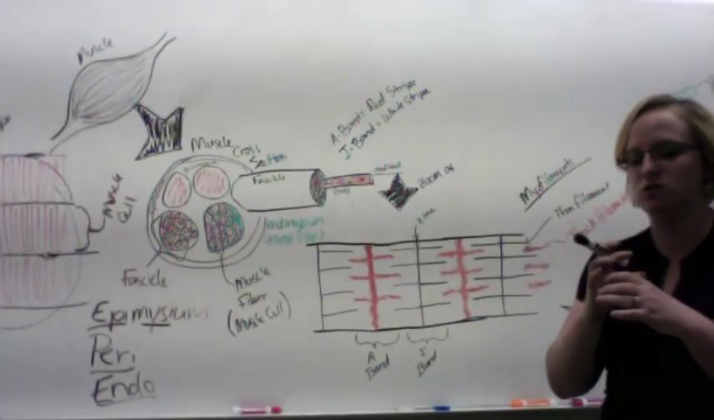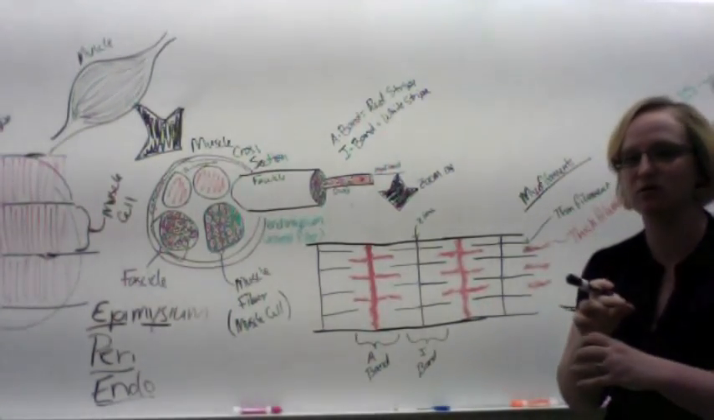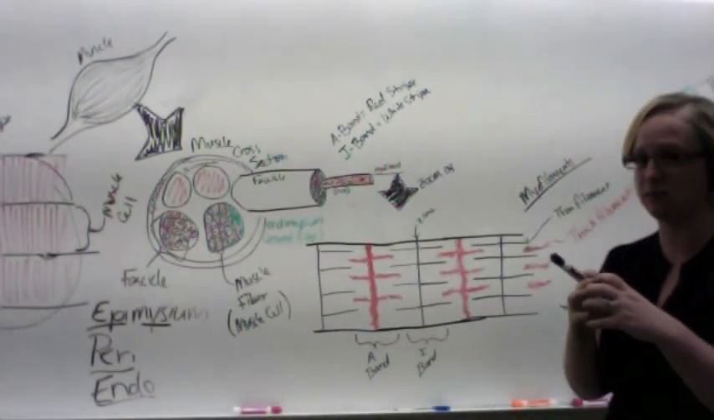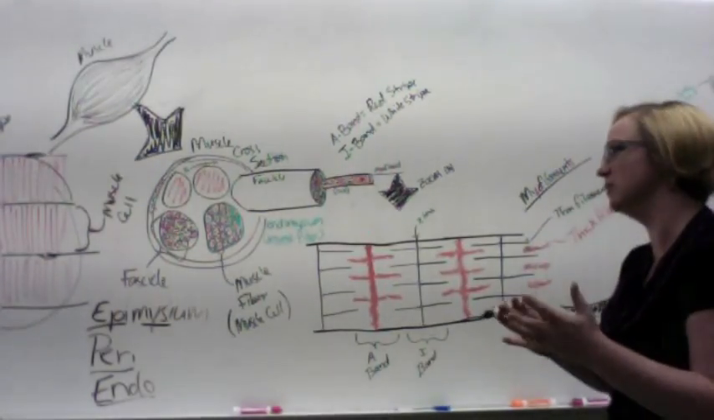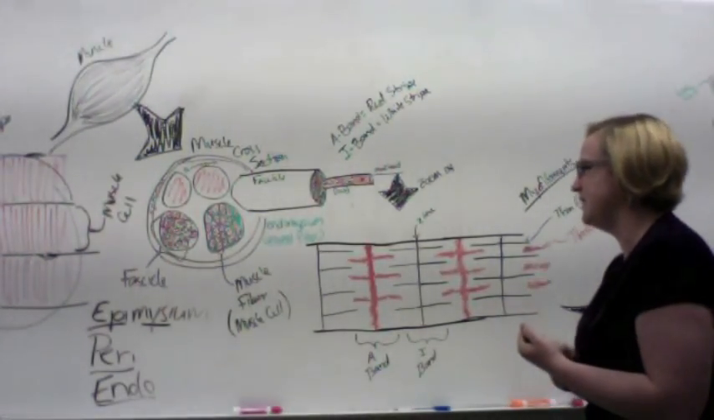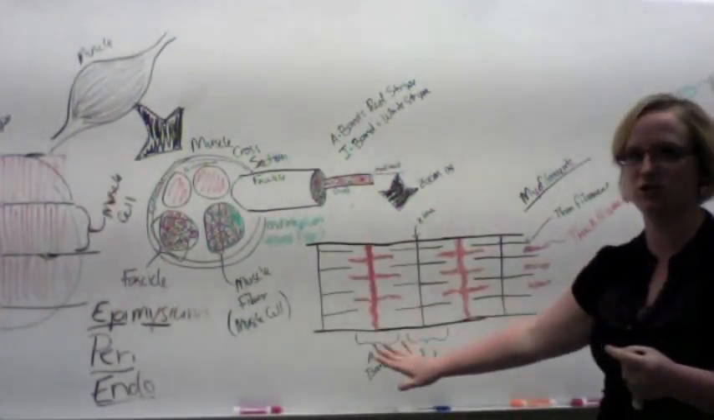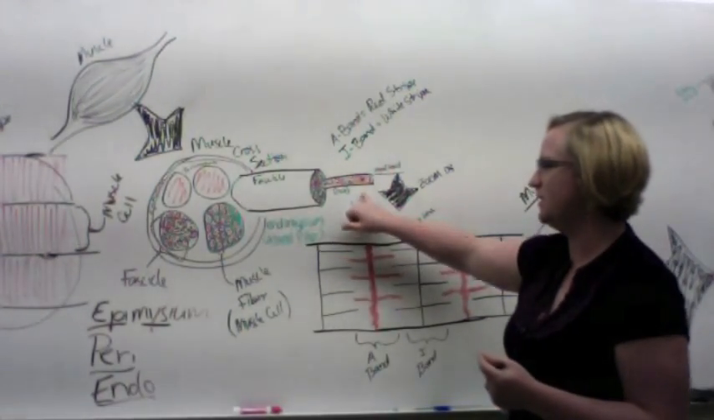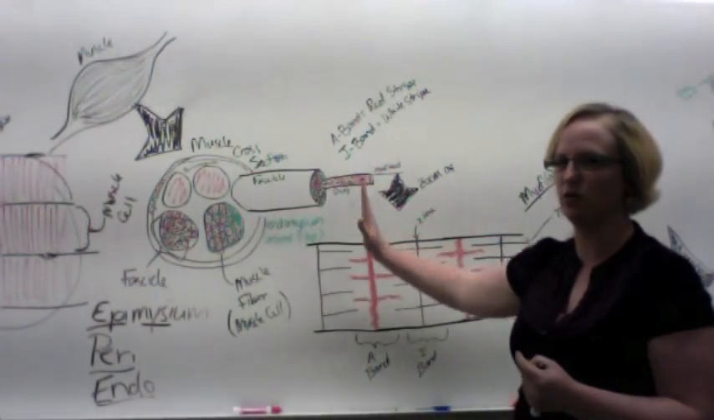And that myofibril is just a tube full of tightly packed proteins that takes up the majority of the cellular space inside of the muscle cell fiber, or muscle fiber. The other things that you're going to see are how we got our stripes. So if you look at our muscle fiber, again, you'll see it's red and white stripes all the way across.